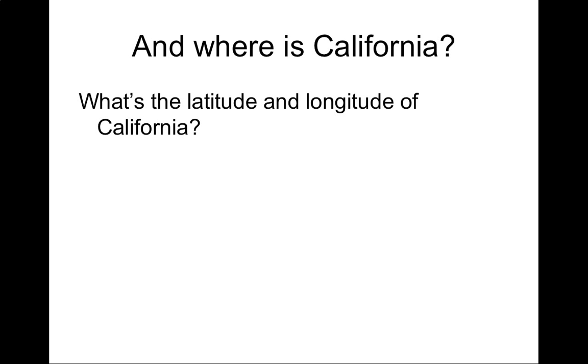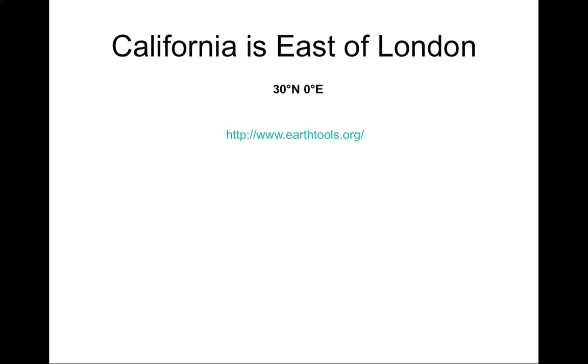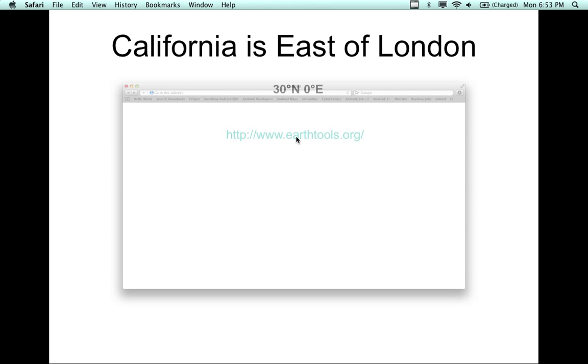And where in California are you? What's the latitude and longitude of California? Well, if you click on this, let's see if this works actually. California is east of London, and it's 30 degrees north, 0 degrees east. Well, here's earthtools.org that will show you where you are. Let's see if it works actually.